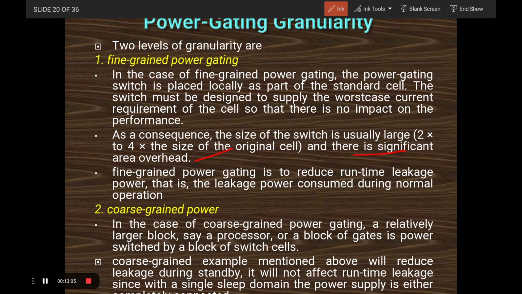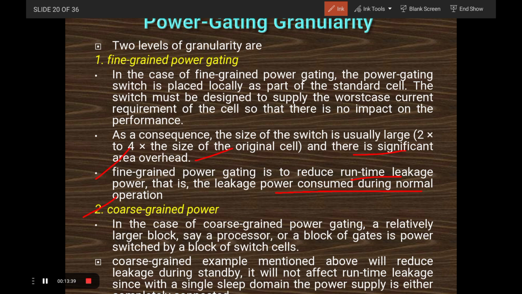Okay. So fine grained power gating is to reduce the runtime leakage power, that is, the leakage power consumed during normal operation. One of the best advantages of fine grained gating is this: up to now we have been thinking only about reducing leakage current in standby mode. But fine grained gating reduces the runtime leakage current. Not only in standby mode, in runtime mode also some leakage current is produced. That leakage power can be reduced with the help of fine grained gating. So that's why in the normal mode of operation it reduces the leakage current.